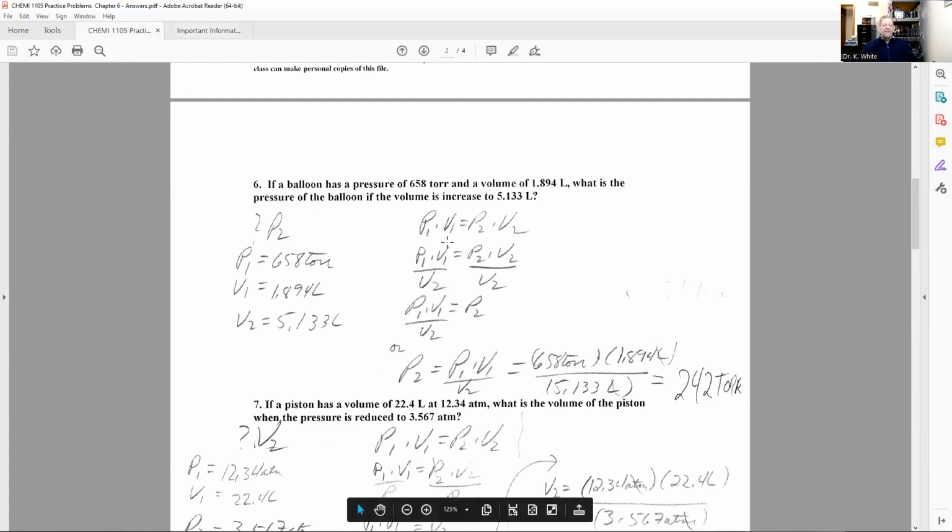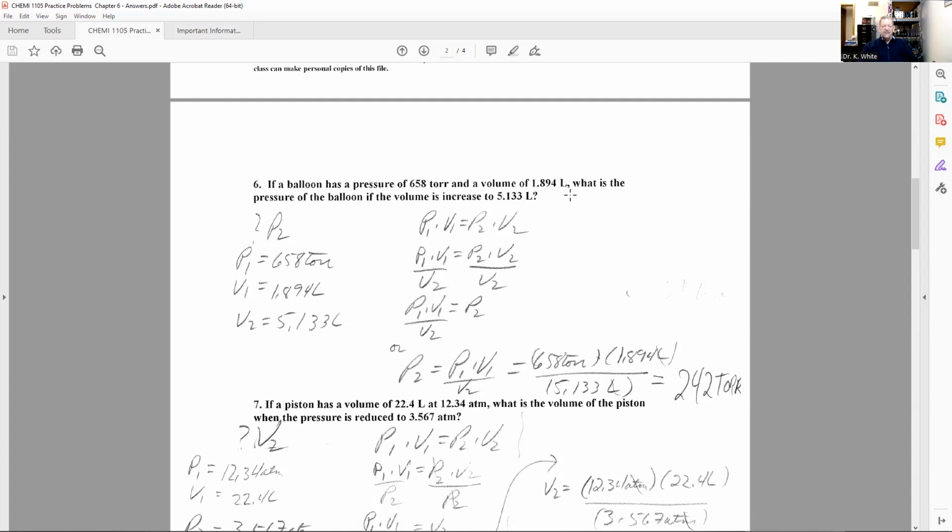And here we have P1 times V1 equals P2 times V2. Now, what are we trying to find? The pressure after you change the volume, and that's P2. What are you given? The initial pressure, and that's P1, 658 torr.